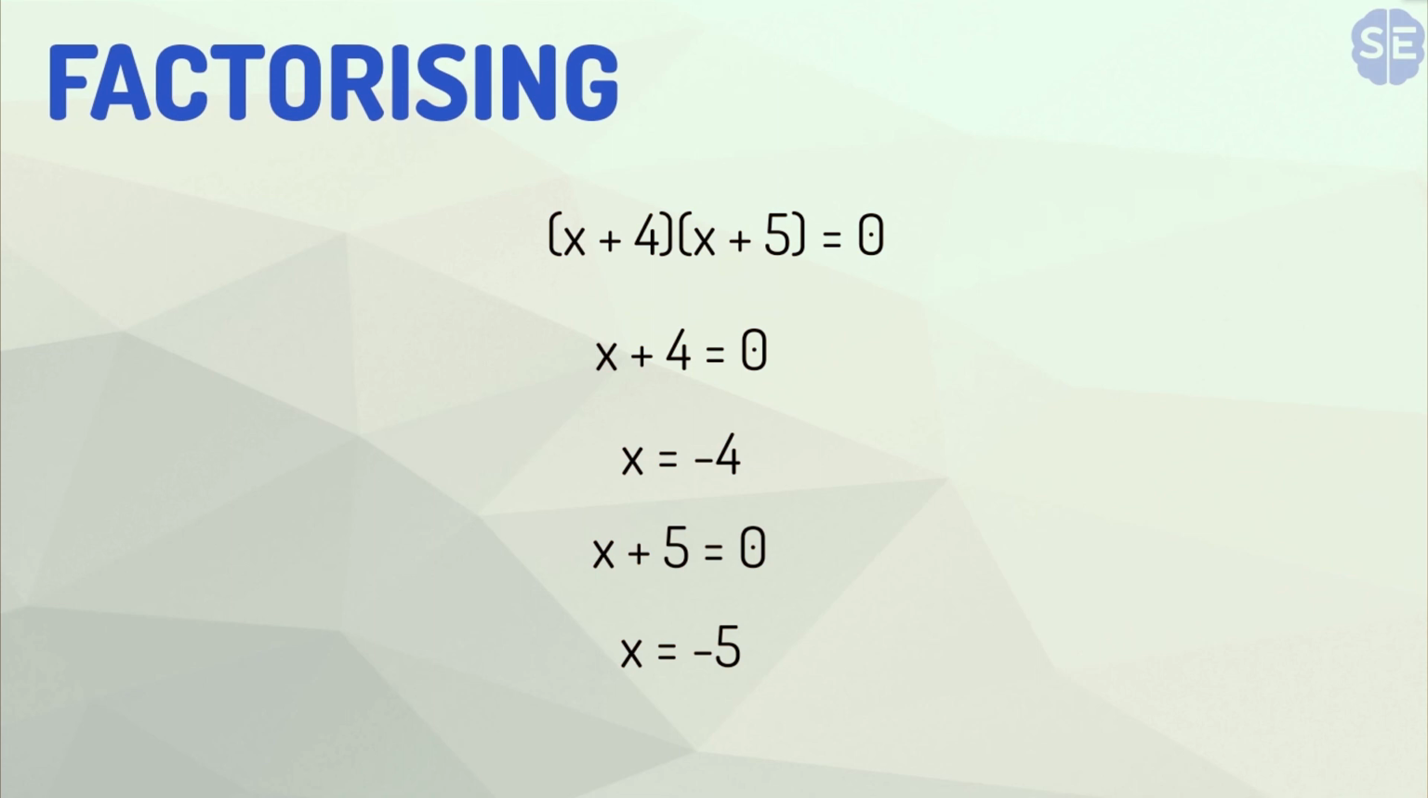Both sides can subtract 5 to achieve x equals negative 5. This can be done with the other group to find x equals negative 4. These can then be checked by placing either x as negative 4 or x as negative 5 into the equation to check that it is equal to 0.